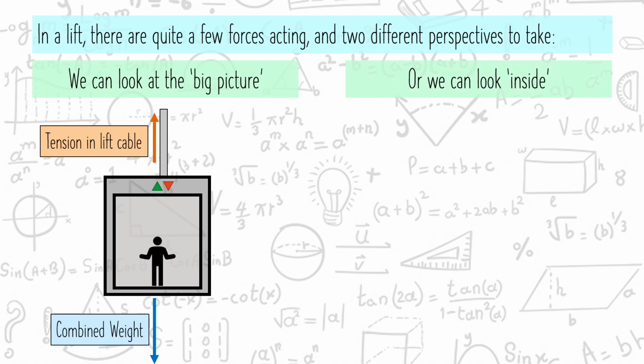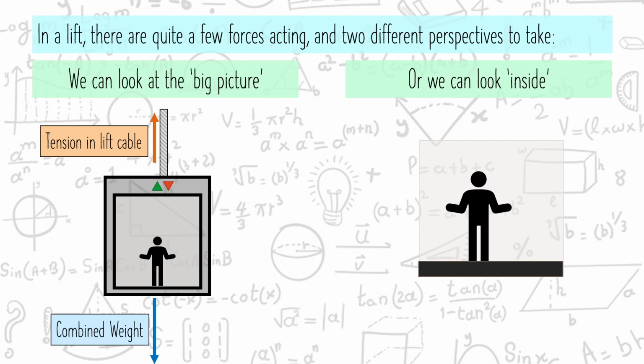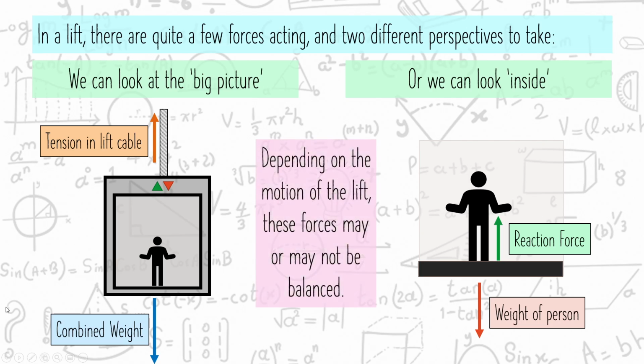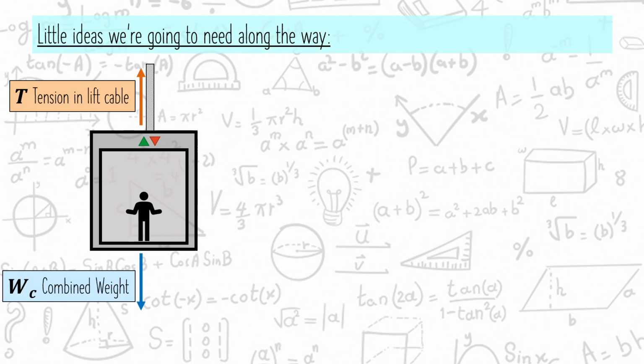Alternatively, we can look at what's happening inside the lift, where we have the person or the object providing a weight downwards onto the floor, and then upwards the reaction force that the floor exerts on the person. Now, depending on the motion of the lift, these forces may or may not be balanced, and this is what we're going to investigate.